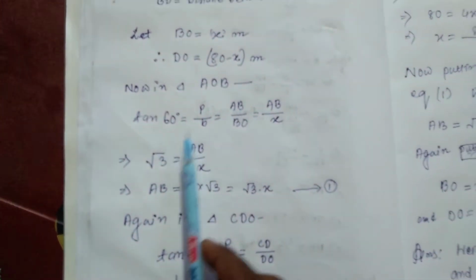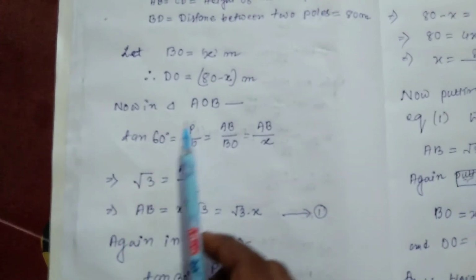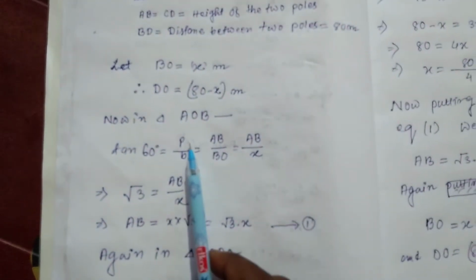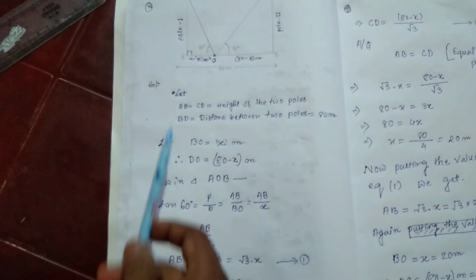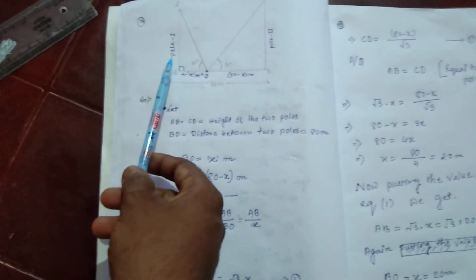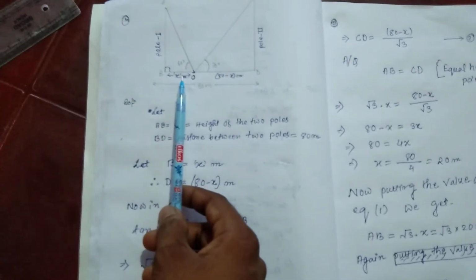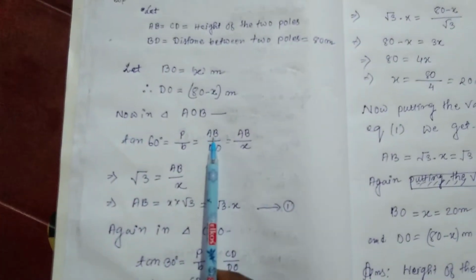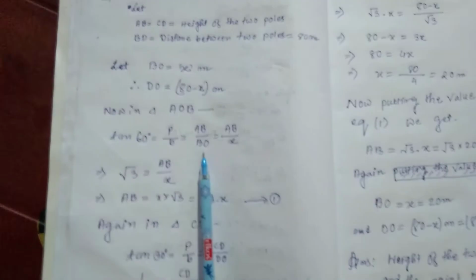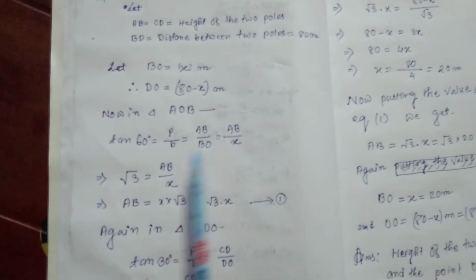Now tan 60 degrees equals P by B. The ratio of tan is P by B, where P means perpendicular. You see in the diagram, this is the pole, which is the perpendicular, and this is the base, which is X. AB is the perpendicular and BO is the base. BO is X, as we have considered, and AB is the perpendicular. Now put the values.